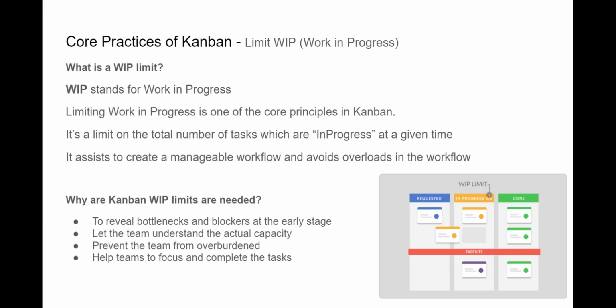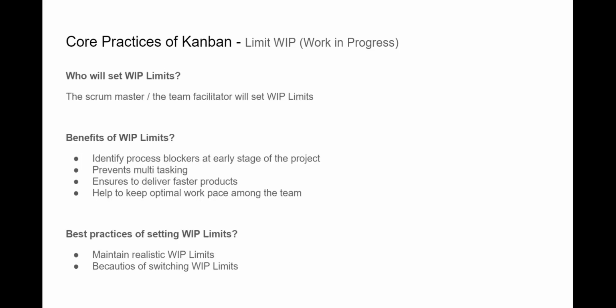The Scrum Master or the team facilitator will set WIP limits. The team should make sure to set achievable WIP limits in order to make sure that the team will not burn out during the entire process.